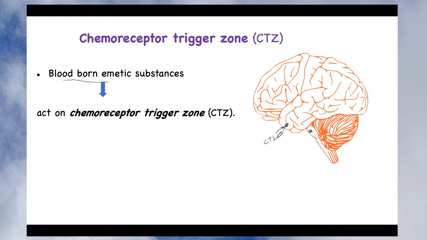When the blood-borne emetic substances are present in your blood, they trigger and stimulate it. Through the blood, obviously, they go to the brain, and in the brain they give a trigger to the chemoreceptor zone. Once there is a trigger, there is activation of the CTZ. Activation of the CTZ will provide stimulus or impulses to your vomiting center. So now this is your vomiting center, okay?